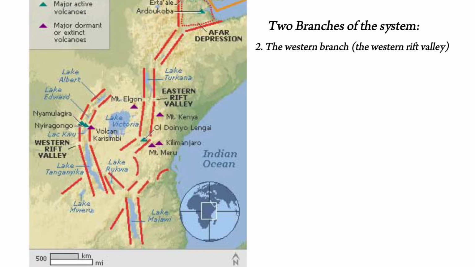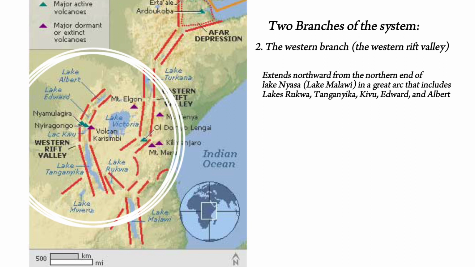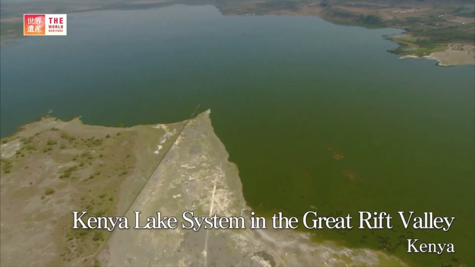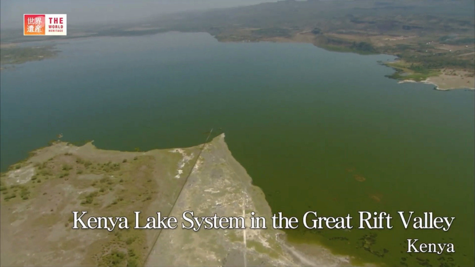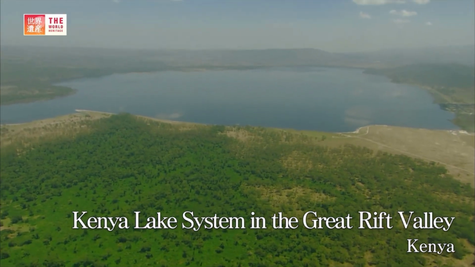The western branch of the system, the Western Rift Valley, extends northward from the northern end of Lake Nyasa in a great arc that includes lakes Rukwa, Tanganyika, Kivu, Edward, and Albert. Most of the lakes in the rift system are deep and trough-like, some with their floors well below sea level.